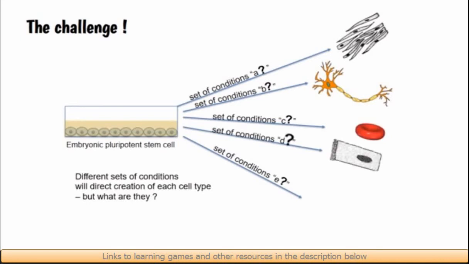Once this is done, we can replace the cells damaged by disease. We could grow insulin-producing cells for a diabetic, or new nerve cells to repair a broken spinal cord.